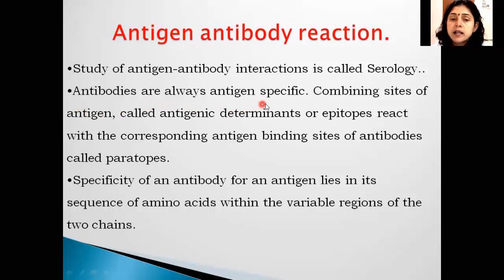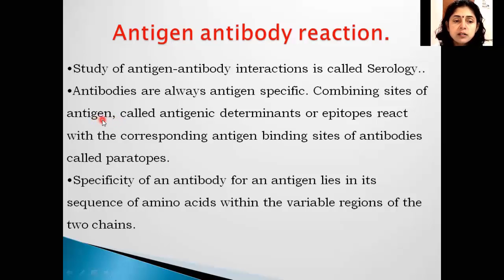Antibodies are always antigen specific. Yesterday we have seen the properties also of the antibodies. These antibodies are always antigen specific, combining sites of antigen called as antigenic determinants. Antigen ची जी combining site आहे, that is called as the antigenic determinants, means epitopes, that react with the corresponding antigen binding sites of antibodies called as the paratopes. So that is the portion paratopes on the antibody, and epitopes, that is to antigen.